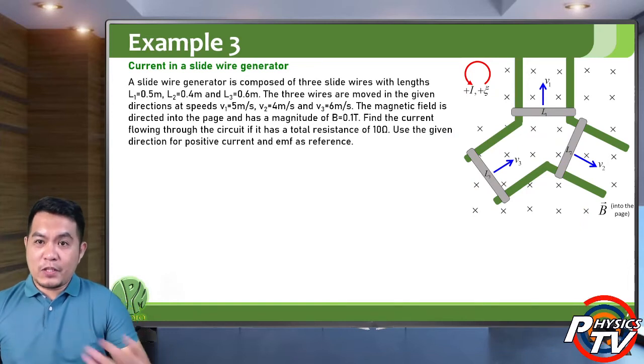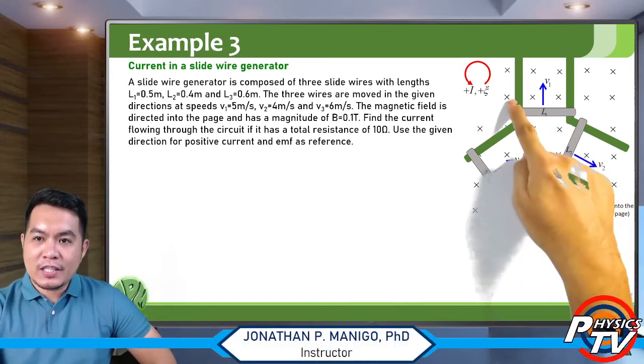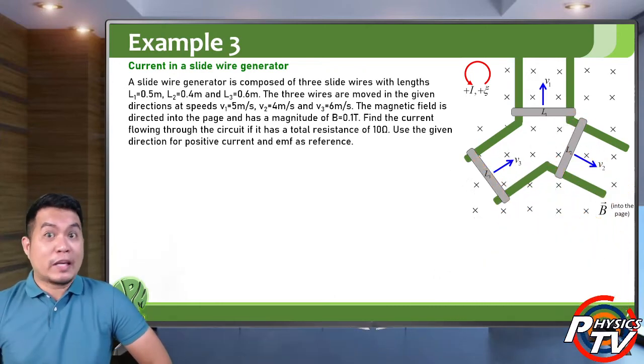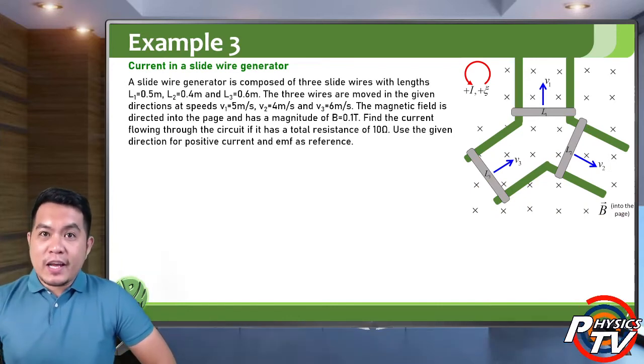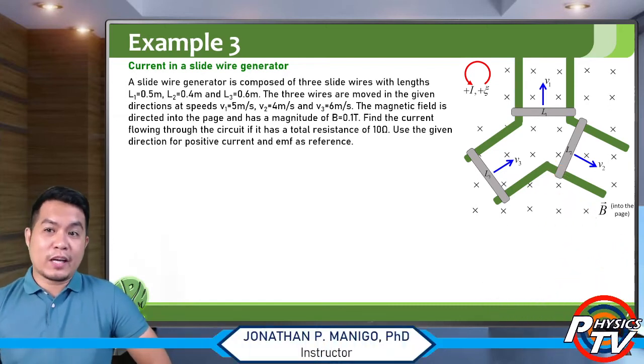Okay, before we solve this problem, since these slide wires, slide wire number 1, number 2, and number 3 will now become sources of EMF, will now become batteries, we need to determine where are their positive and negative terminals, so that we can determine what is the direction of the current generated by each of these batteries, whether it's clockwise or counterclockwise.